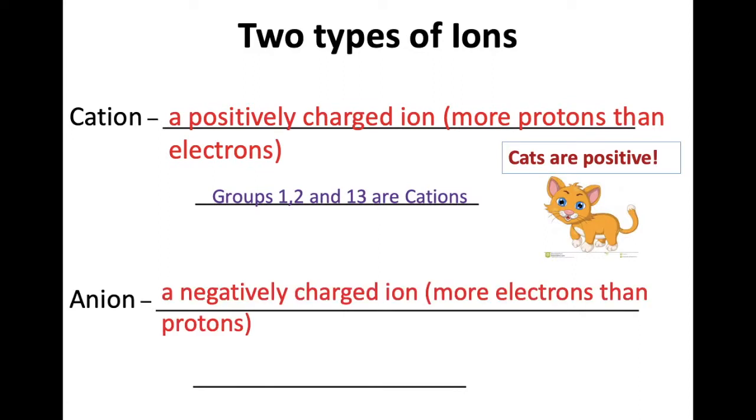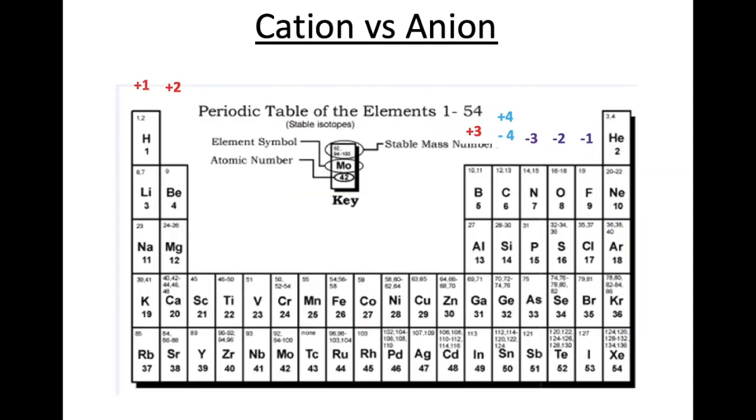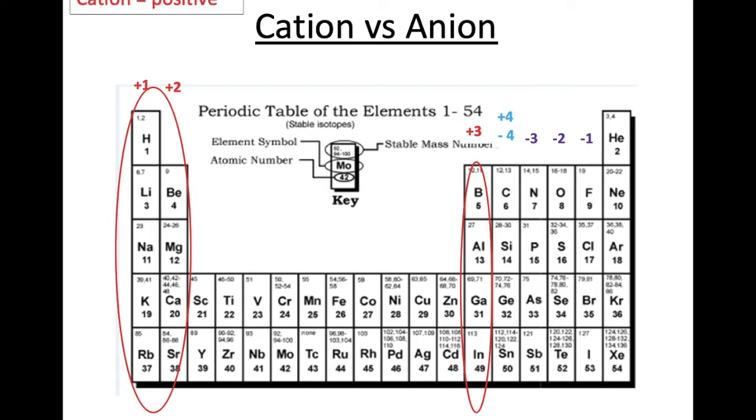Versus an anion is a negatively charged ion, which means that chemically it has more electrons than protons. We see this in groups 15, 16, and 17. So you should take out your colored periodic table. Pause if you have to look around for it. You already have the oxidation numbers filled out. So let's look at which one of these are cations and anions. Groups 1, 2, and 13 are all positive. They have more protons than electrons, so these are cations.